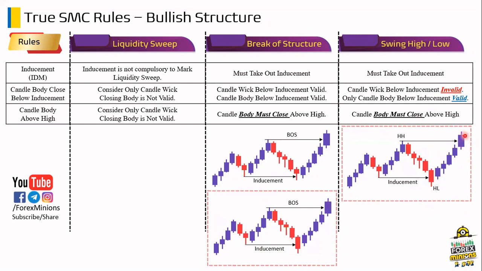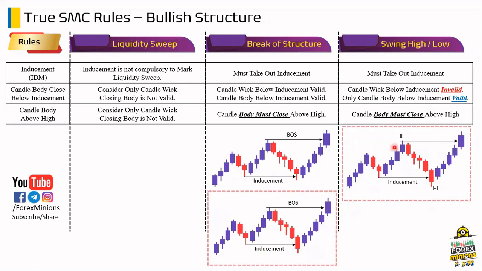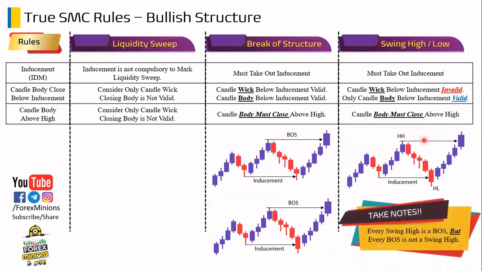Noticed it? Only in this case, break of structure and swing high and swing low rules are the same, when the candle body closed below inducement. In this case, every swing high will also be known as break of structure. Make notes. Every swing high is a break of structure, but every break of structure is not a swing high.